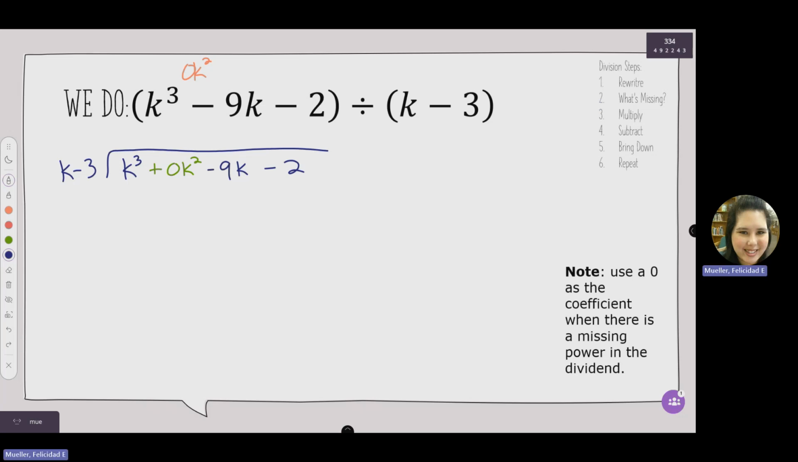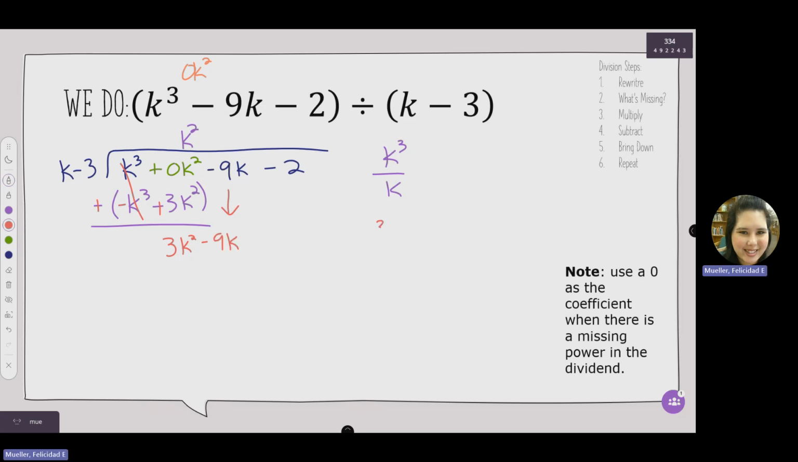All right, so let's go ahead and just start with, let's do some purple. So we're going to do k cubed over k, and we get k squared. So now we're going to multiply by k squared, and we get k cubed minus 3k squared. Go in, flip your signs. K cubes cancel out. 0 plus 3 is 3, so 3k squared. Bring down the minus 9k.